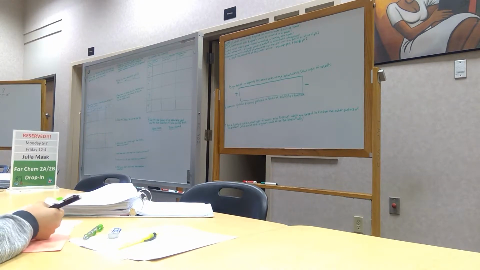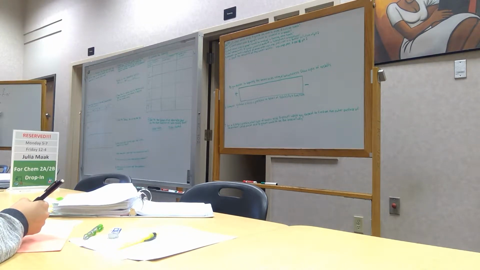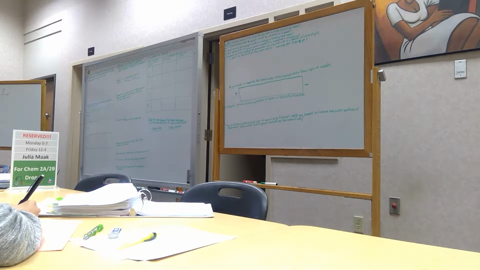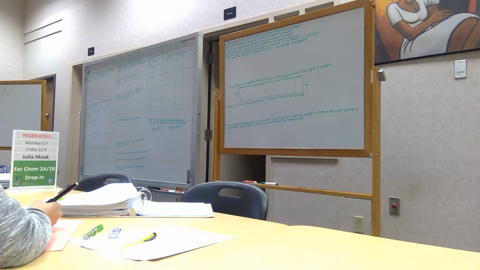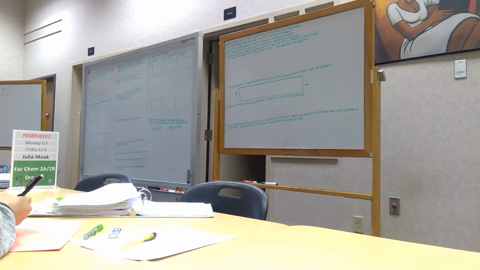Serine is a CH2 with an alcohol group on it. So serine is a CH2OH. Cysteine is a CH2SH, the thiol group on it. So it would be an SH right there.